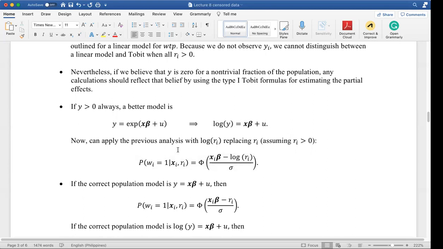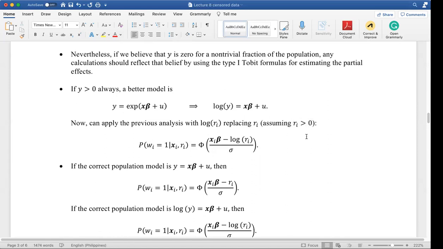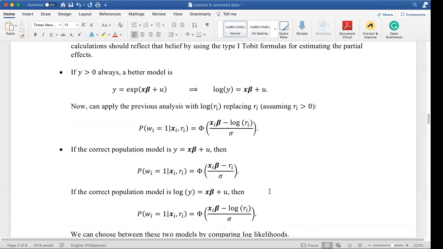Now you can apply the previous analysis with log of R sub I replacing R sub I, assuming R sub I is greater than 0. So assuming that the project cost offered is greater than 0, the probability that y sub I is equal to 1 given x sub I, r sub I would be the CDF evaluated at x sub I beta minus log of r sub I over sigma. So it is the same.